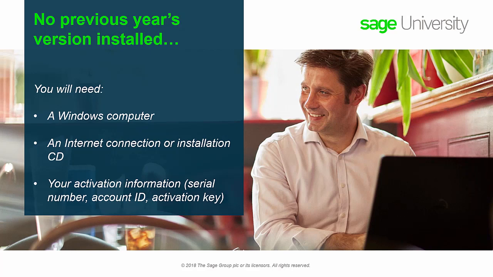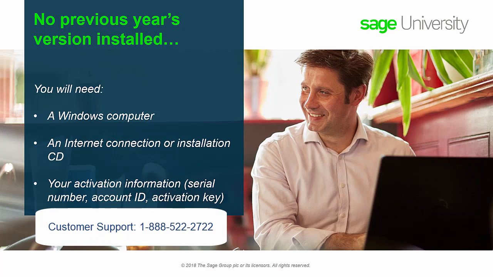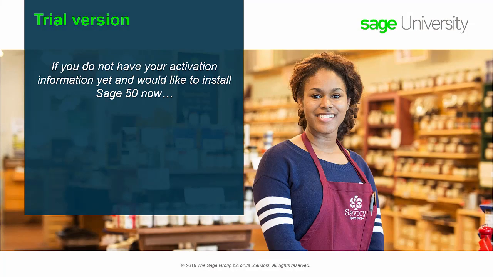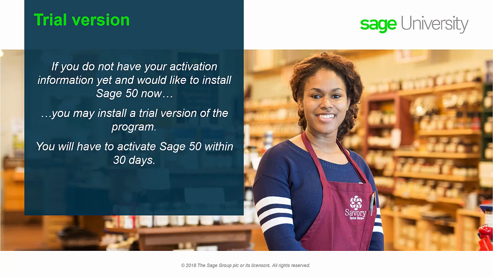Sage will generally send you the activation information by email. You may also contact our customer support team at 1-888-522-2722 to obtain it. Please note that if you do not have your activation information yet and would like to install Sage 50 now, you may install a trial version of the program. However, you will have to activate Sage 50 within 30 days.